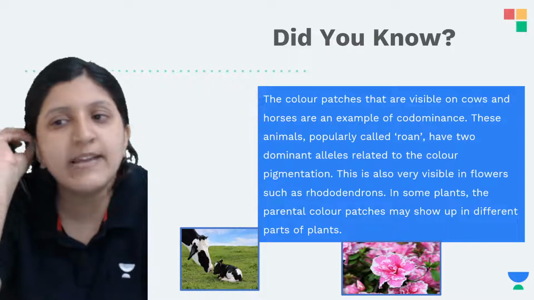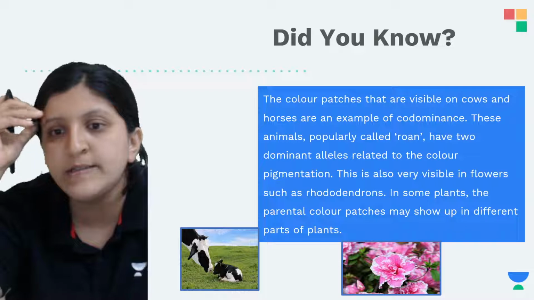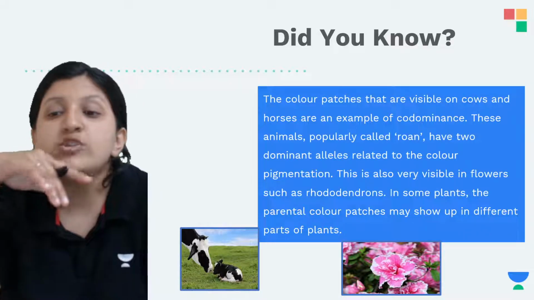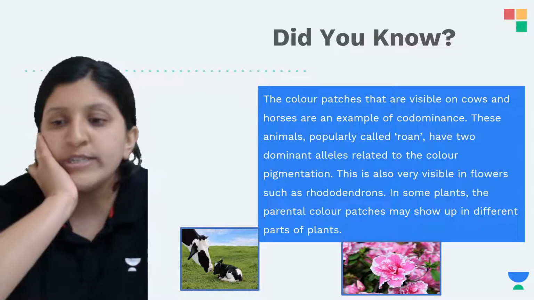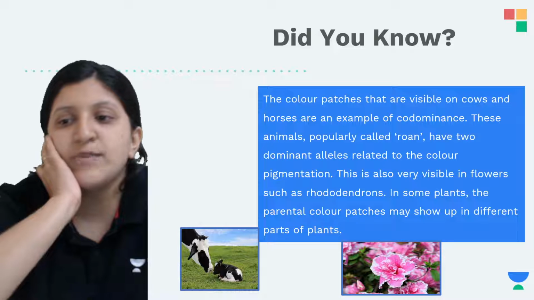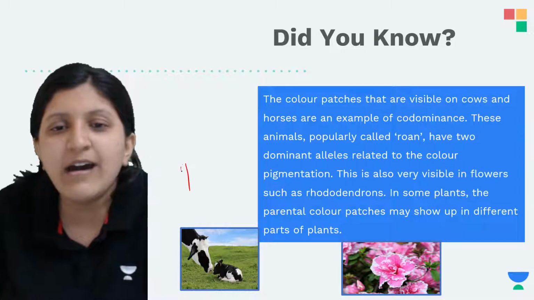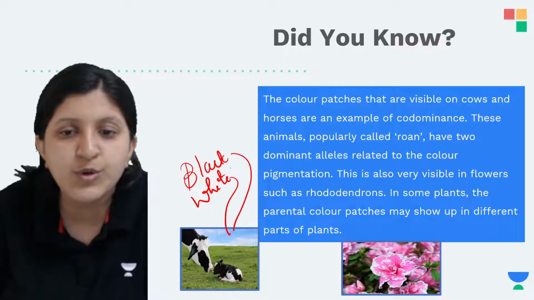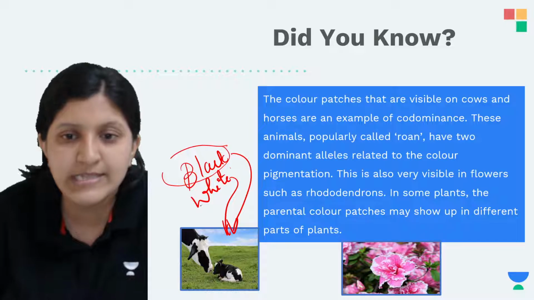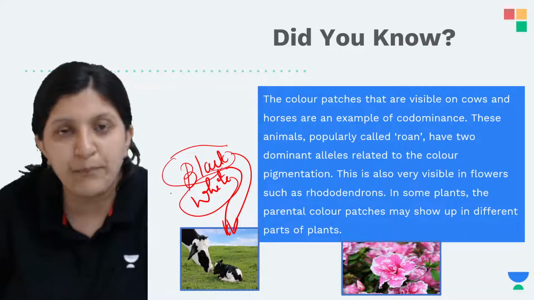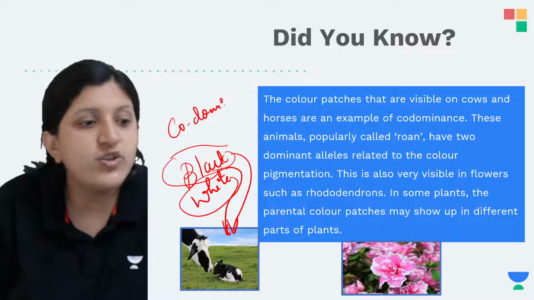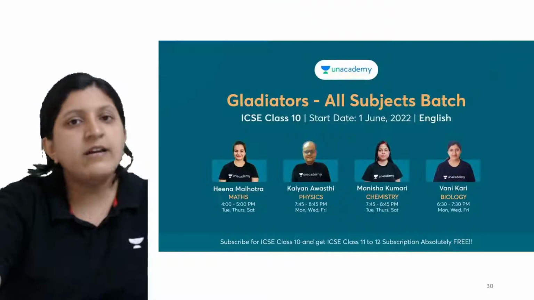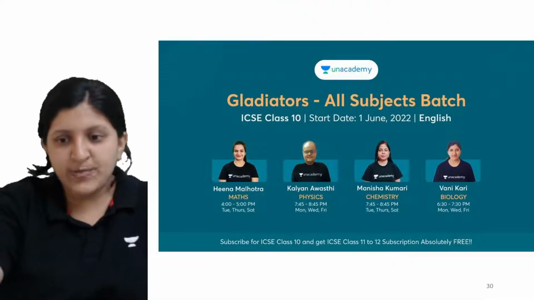The color patches visible on cows and horses are an example of codominance. These animals, popularly called roan, have two dominant alleles related to color pigmentation. This is also visible in flowers such as rhododendrons. In some plants, the parental color patches may show up in different parts of the plant. The black color is dominant and the white color is also dominant, so that is called codominance. Both are expressing themselves with no separation.